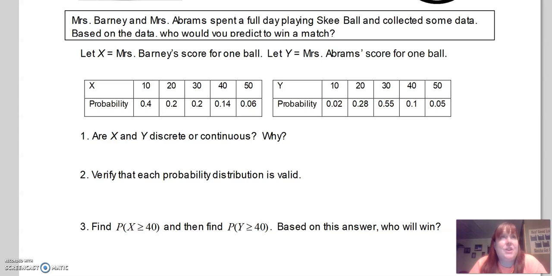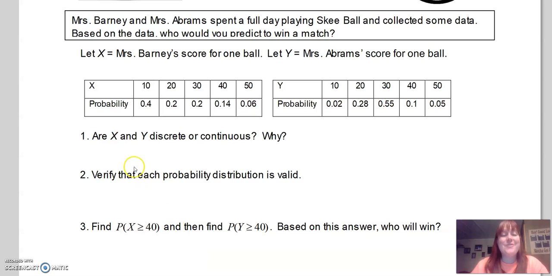Mrs. Abrams and I had a jolly good time playing skee-ball, and we collected some data while we were there. So that random variable x represents my scores and random variable y represents Mrs. Abrams' scores. Okay, let's just pretend, because actually we're social distancing, so we did not go play skee-ball. This is all pretend. But imagine that we did in our minds.